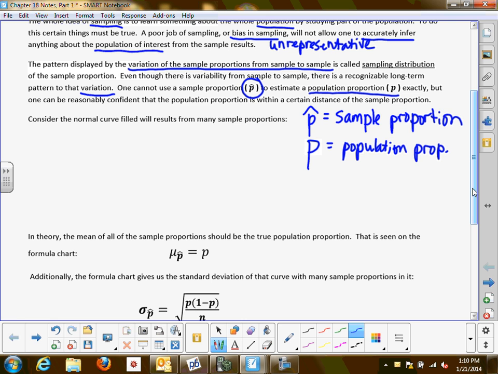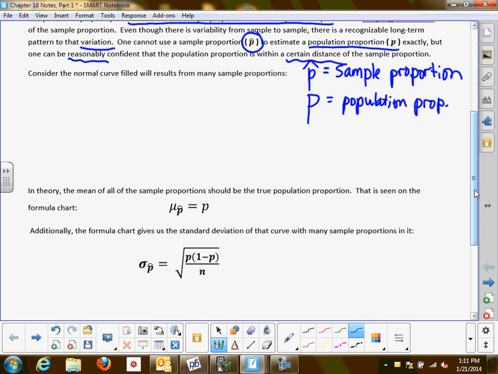However, it can reasonably give an idea. It can give an estimate within a certain distance of the sample. So your sample proportion should be able to give us a reasonable, general location of where the data falls. Let's consider the way the information falls is generally in a normal curve, and we'll talk about that more later this week. But let's draw this. This is a sampling distribution of sample proportions, because we always want to label our distributions.